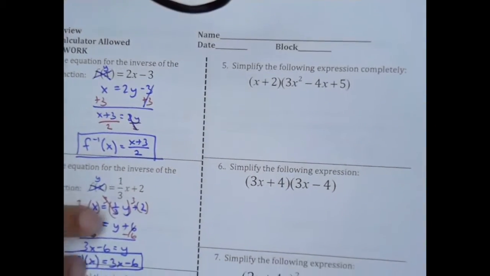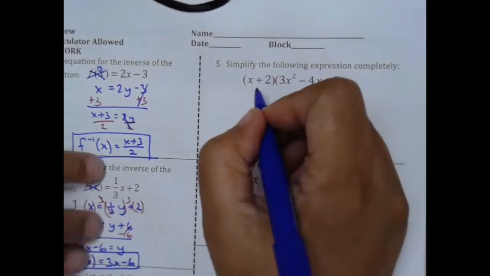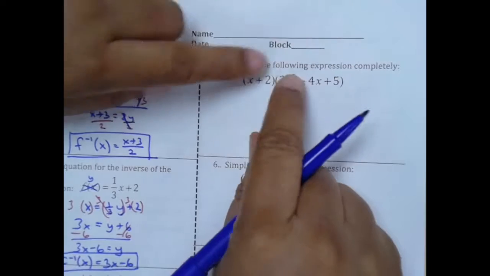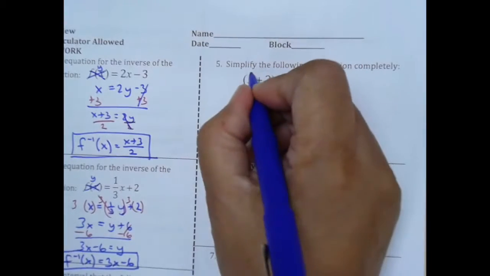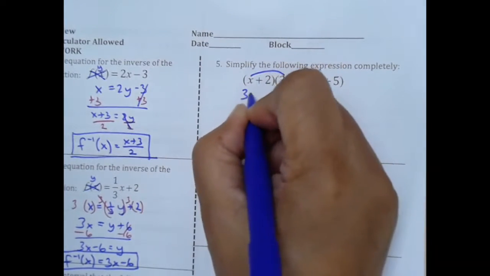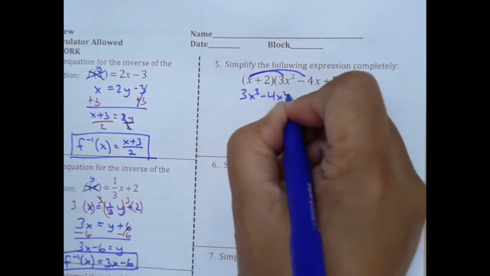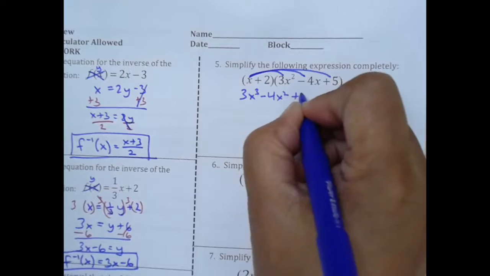All right, on this one right here, we're going to simplify. That means you're going to multiply this out. So distribute the x. You're multiplying x by all 3, and then we'll multiply the 2 by all 3. So x times 3x squared is 3x to the 3rd. x times -4x is -4x squared. x times 5 is 5x.